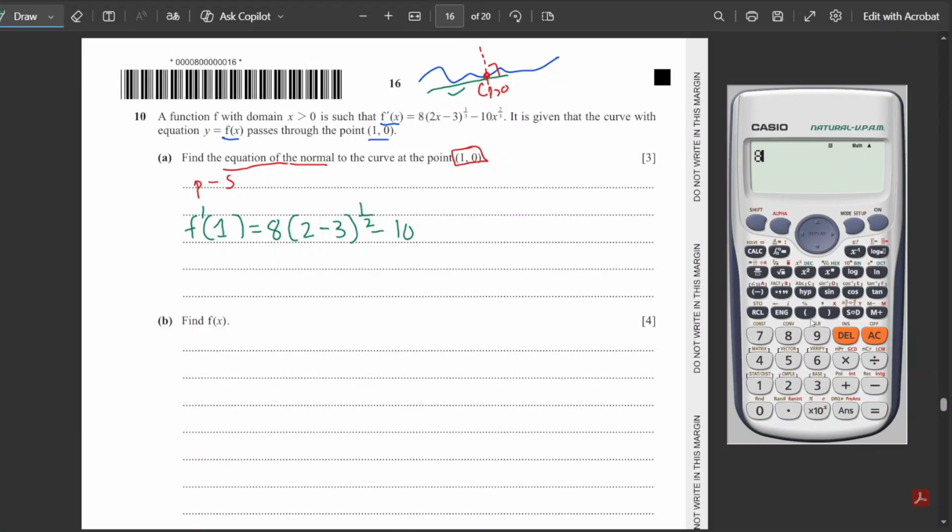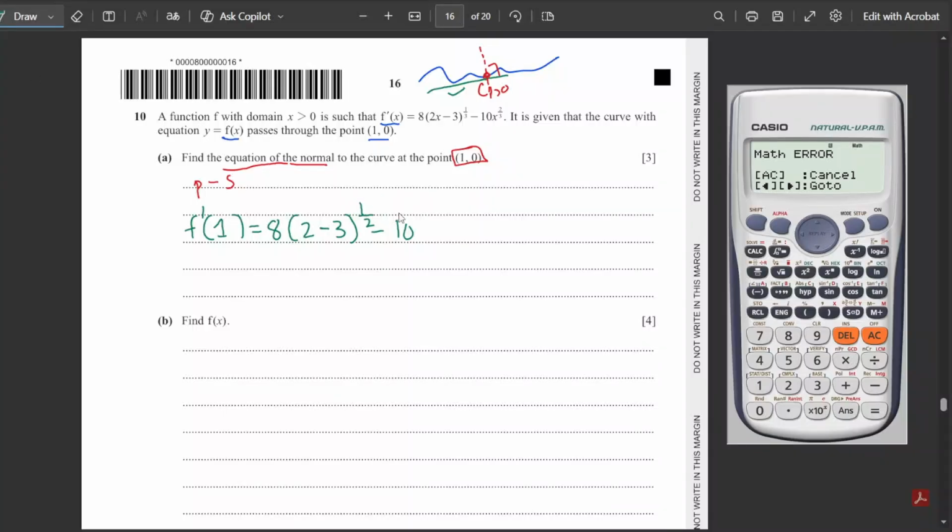Let's solve it out. So we got 8 times negative 1, because 2 minus 3 is negative 1, raised to the power 1 by 2, 1 divided by 2, minus 10. Wait, did I do something wrong? This should not have happened. The equation of the normal. Interesting. So I'm getting a negative value, and that's probably due to this guy. What did we do wrong over here?